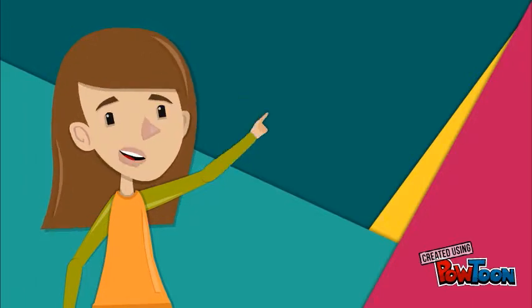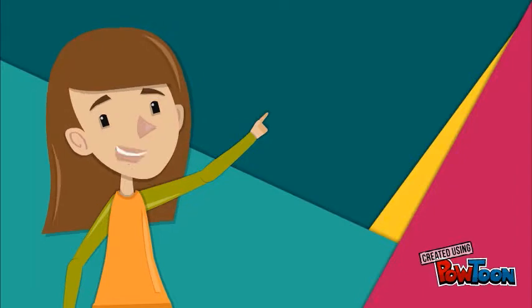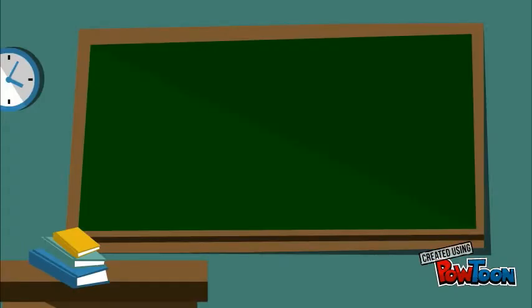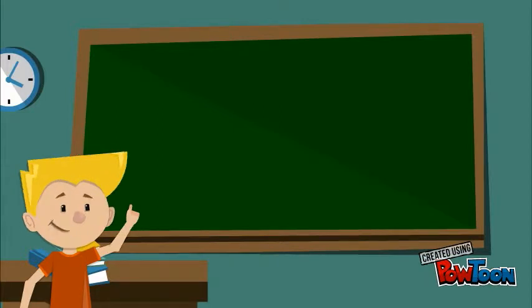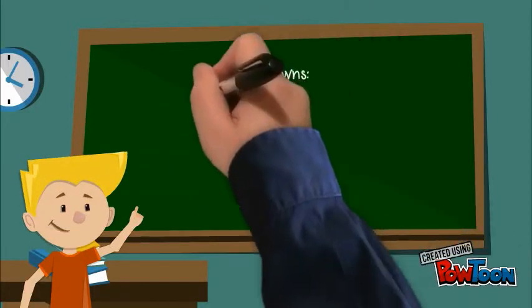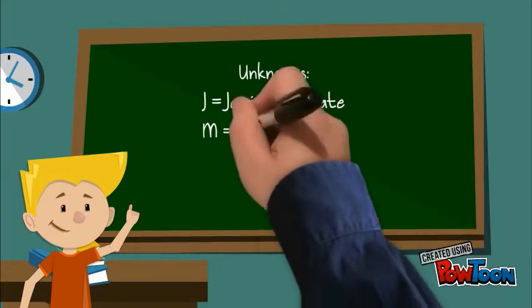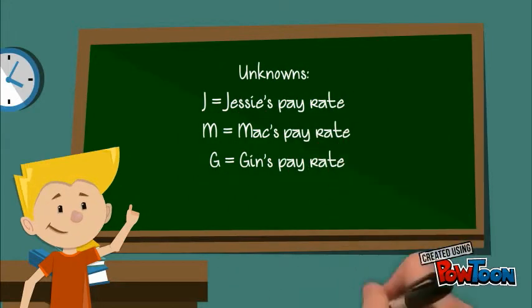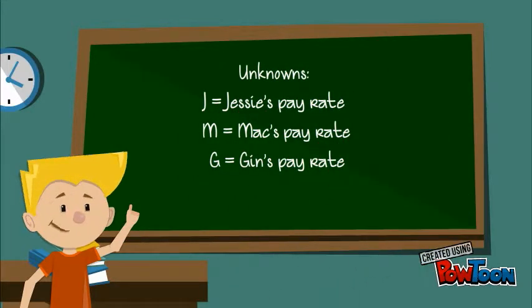So, the question is, what is the pay rate of Jesse, Mac, and Jean? First, we have to identify the unknowns, and those are the pay rates for Jesse, Mac, and Jean. Let Jesse be J, let Mac be M, and Jean be G.